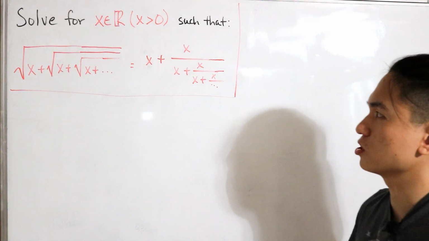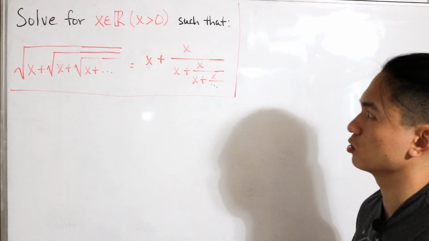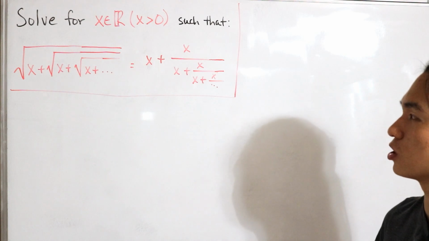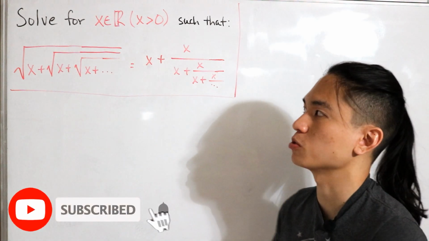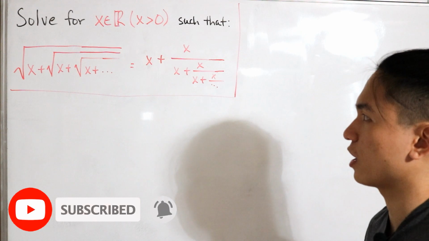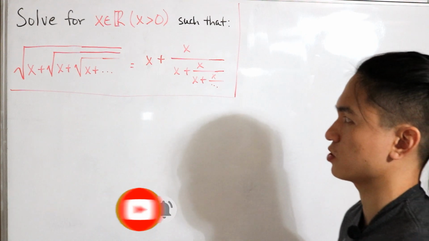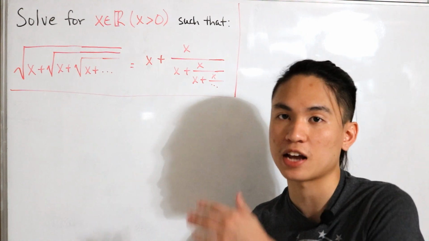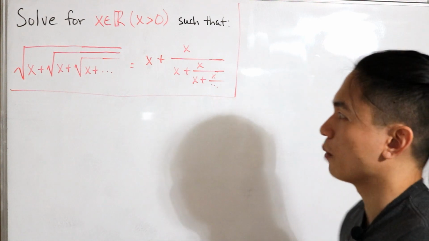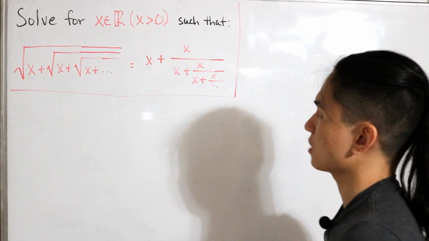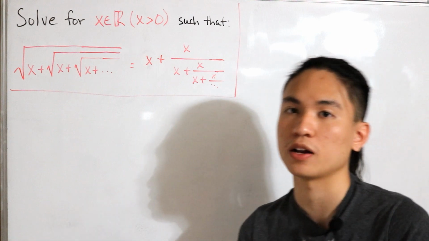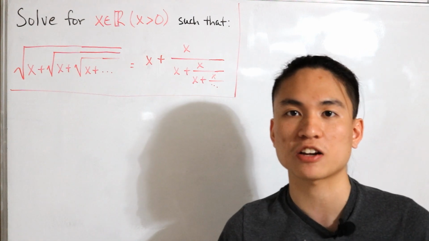So here we want to solve for real solutions x with x greater than 0, such that we have the following algebraic equation. We have that the square root of x plus the square root of x plus the square root of x, infinitely nested, so it's the nested radicals, is equal to x plus x divided by x plus x divided by x, and then so on. That's what's known as a continued fraction.